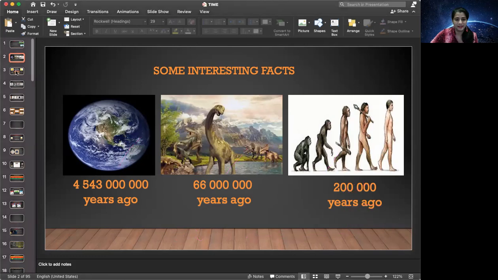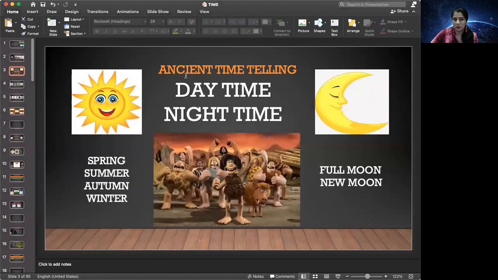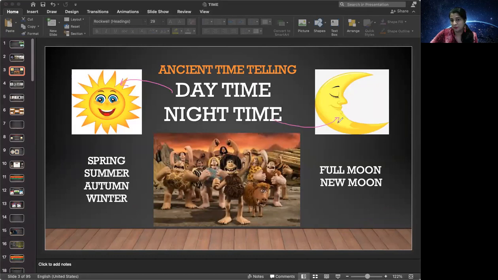The next slide here is, have you wondered how people in ancient times, perhaps they were living in caves, the Paleolithic men, how did they calculate or how did they know time? How did they recognize time? Now, they would have recognized time based on two things. They would have seen when the sun rose, it was daytime. And when the moon came up, they would recognize that as nighttime.